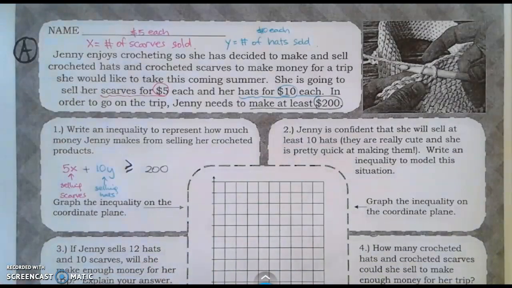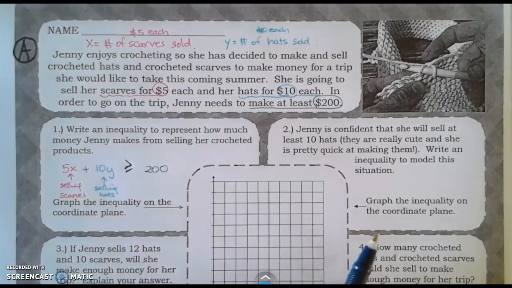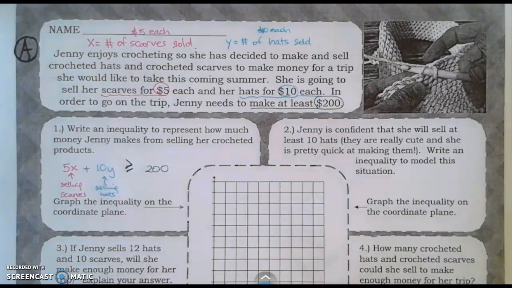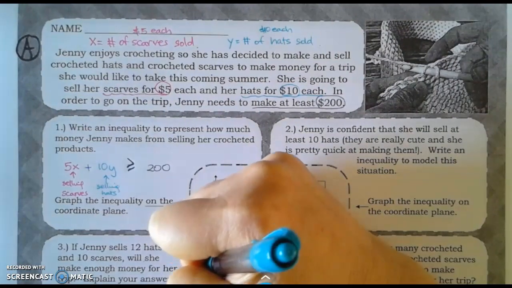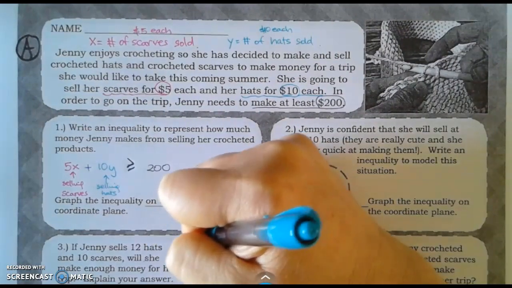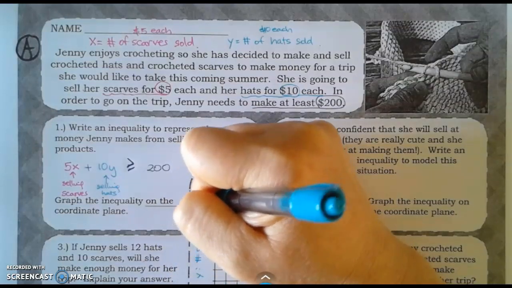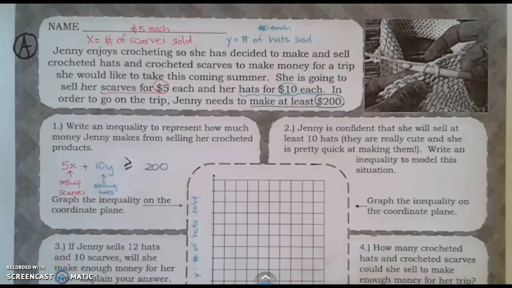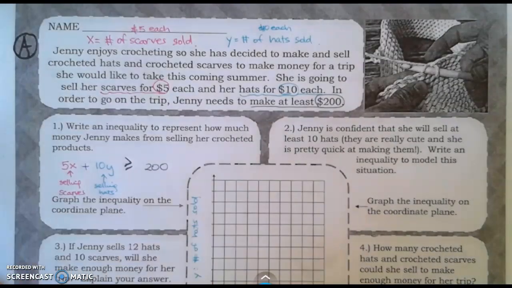So to do that, we need to first label our x's. X is going to be number of scarves sold. And my y is the number of hats sold. Okay, all right, so if we just use this graph as 1, 2, 3, 4, 5, 6, 7, 8, that's not going to be able to graph our inequality. So we need to label this, scale it in such a way.